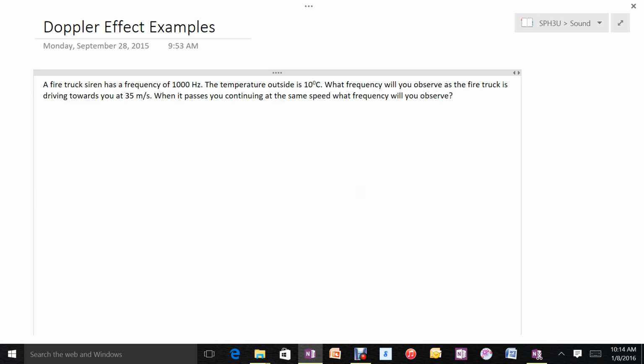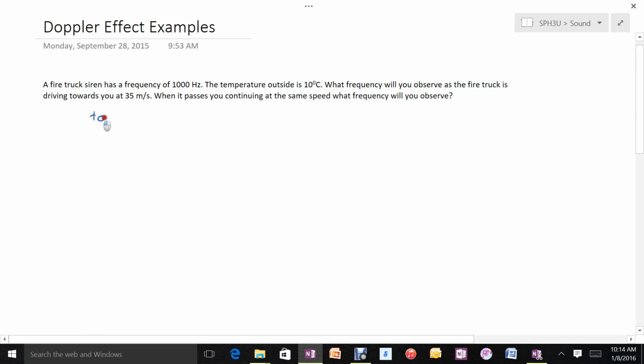Fire truck siren has a frequency of 1,000 hertz. Temperature outside is 10 degrees. What frequency do you observe as the fire truck is driving towards you at 35 meters per second? When it passes, you continue at the same speed. What frequency do you observe? So I want to know how fast it is going when it's going towards, and I want you to do away as well.